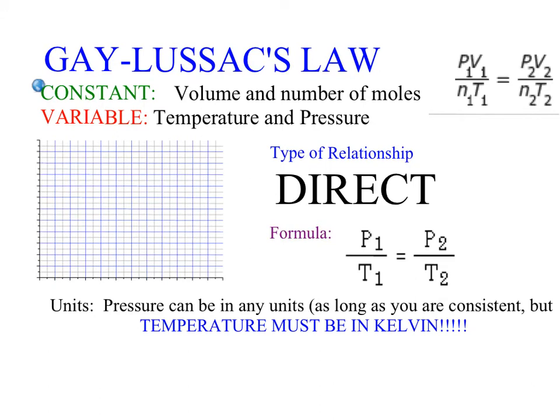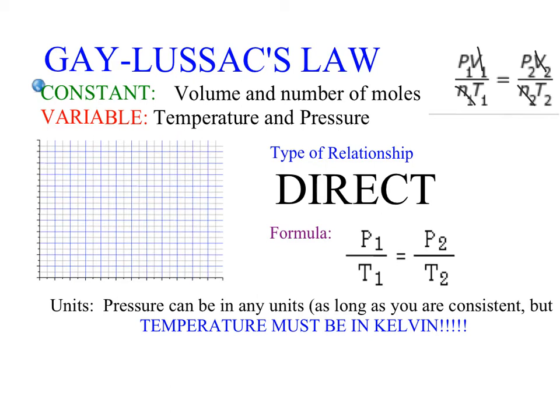Our third gas law is called Gay-Lussac's Law. It holds volume and the number of moles constant, so we can eliminate our V's. We can eliminate our N's, which gives us the law, or the formula, P1 over T1 is equal to P2 over T2. Your pressure can be in any units as long as both the pressures match, but your temperature must absolutely be in Kelvin. We've talked before about what the Kelvin scale is and why it's important.